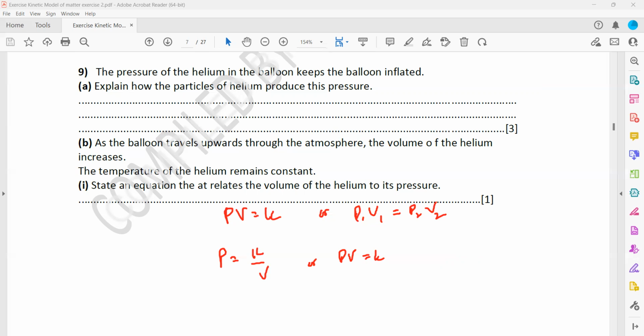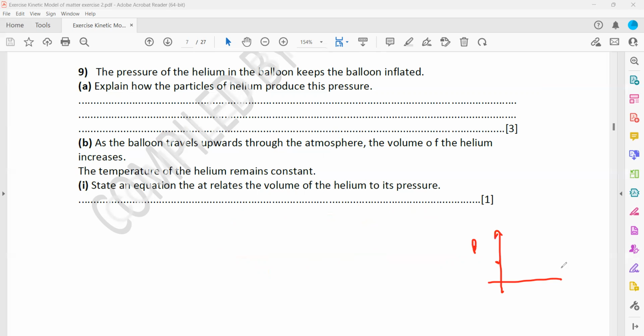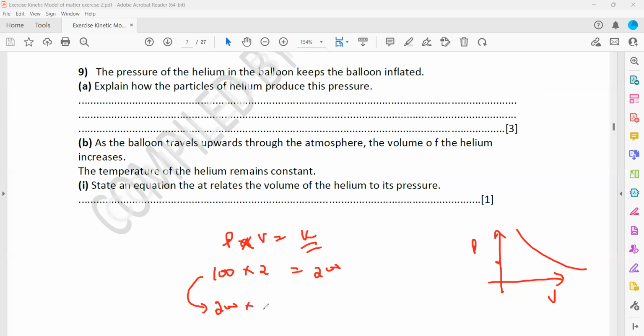Whenever two quantities are inversely proportional, the product is always a constant. That's a rule in maths: when you increase the pressure, the volume will decrease, but when you multiply these two quantities, you will always get a fixed number. If I say pressure is 100 and the volume is 2, then 100 multiplied by 2 is 200.